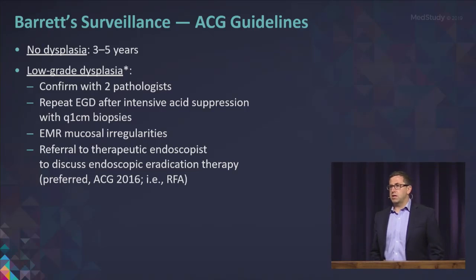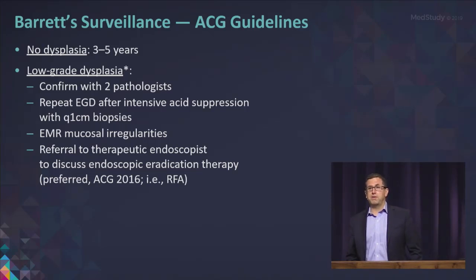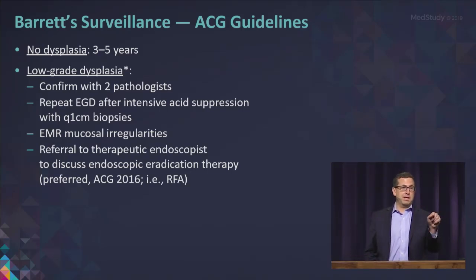Surveillance: the answer to that question, there was no dysplasia, so it's 3 to 5 years, okay? If there's something called low-grade dysplasia, the first thing you want to do, something that I would do as a gastroenterologist, is confirm that the dysplasia is actually present with 2 different pathologists. And then you really want to repeat the EGD, take more biopsies.